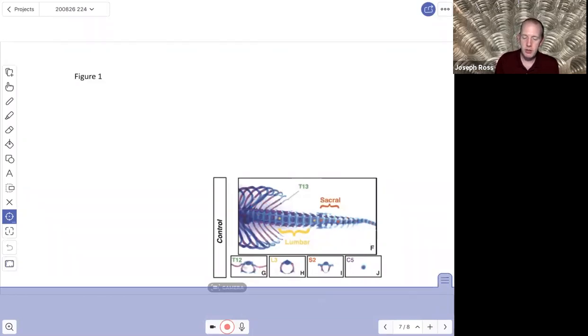Well, T13 is a vertebra, and T12 is the one next to T13. So they've labeled which vertebrae each of these panels represent. The question then is, how did they take this picture? What did they do?